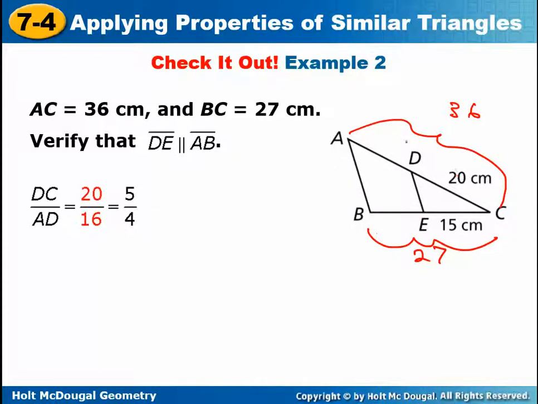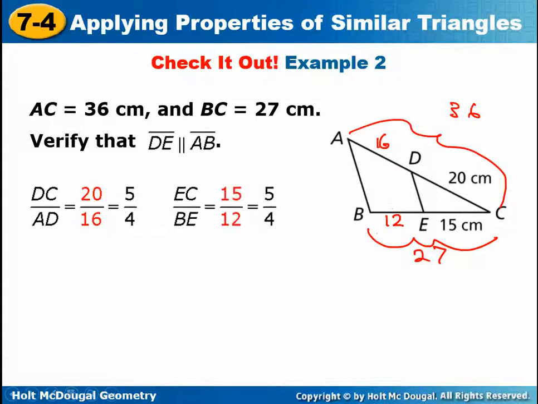So we need to figure out, if this whole thing is 36, 36 minus 20 is 16. And if this whole thing is 27, 27 minus 15 is 12. So they did DC is 20. And I don't know why they set it up this way. Oh, I see what they did. They did DC over AD. So 20 over 16 equals 15 over 12.